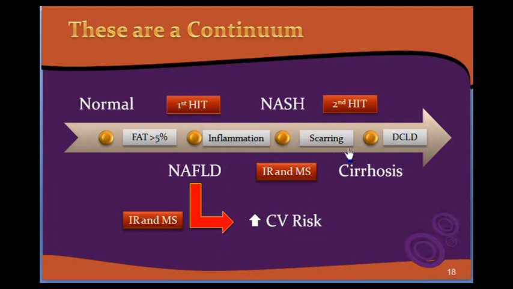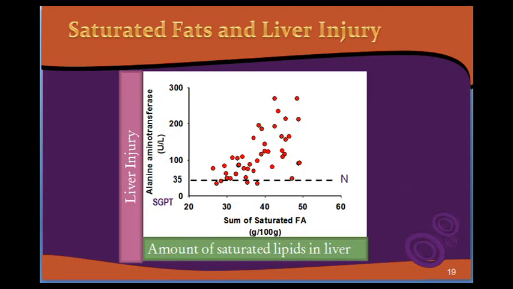But if we leave this patient unchecked, there will be scarring and replacement of the liver tissue by fibrosis, hepatocyte apoptosis occurs, and that leads to decompensated liver disease or DCLD, also called cirrhosis of liver. Again, to reiterate the point, these are a continuum and we can interfere as early as possible in this chain of events.